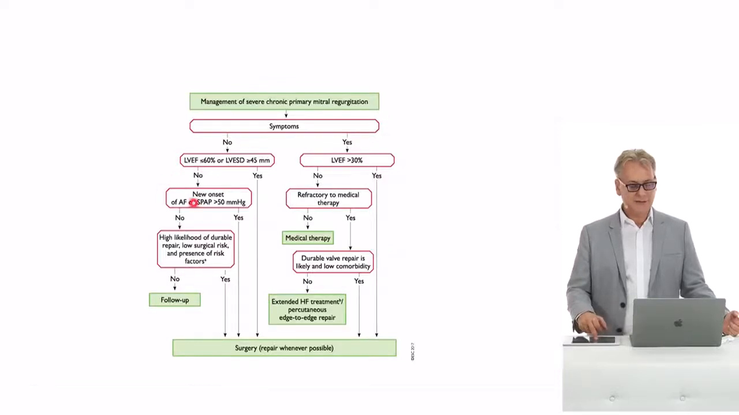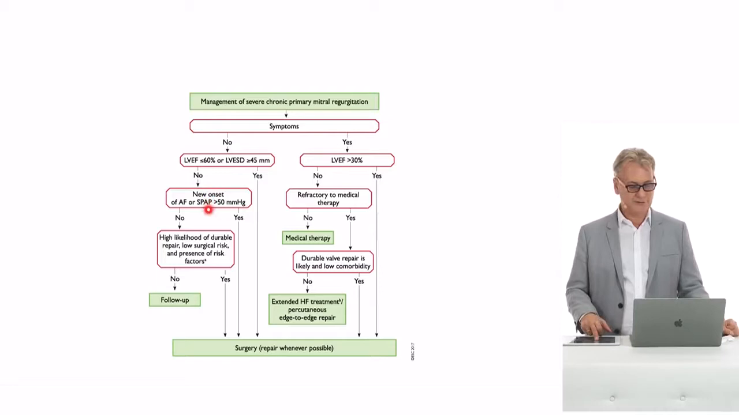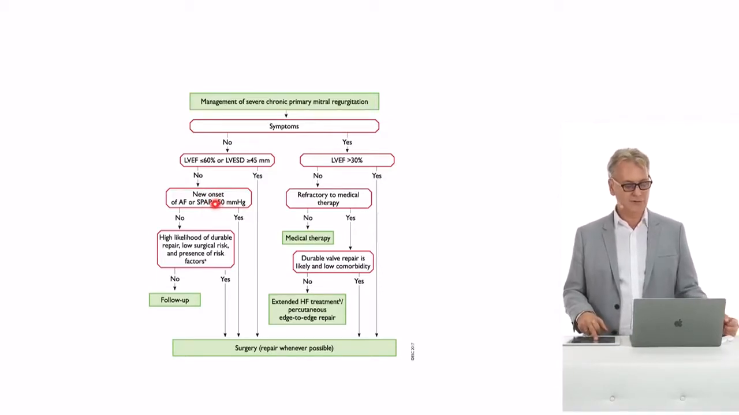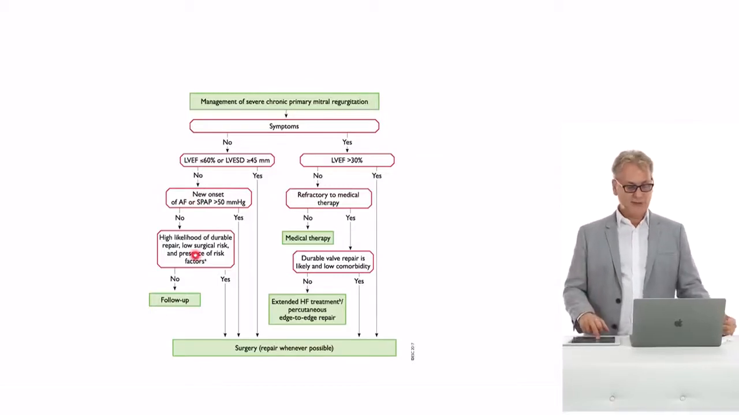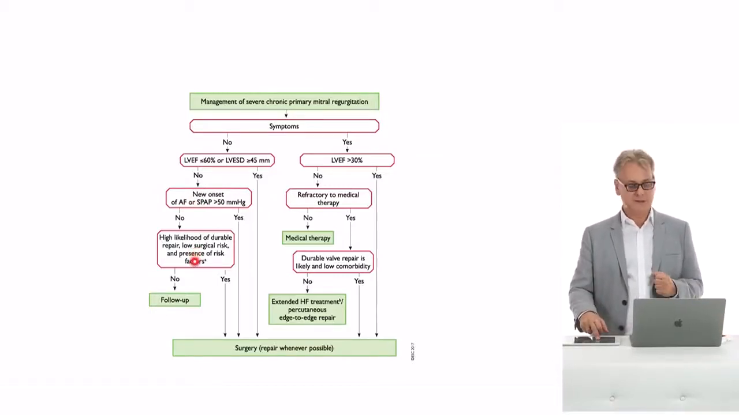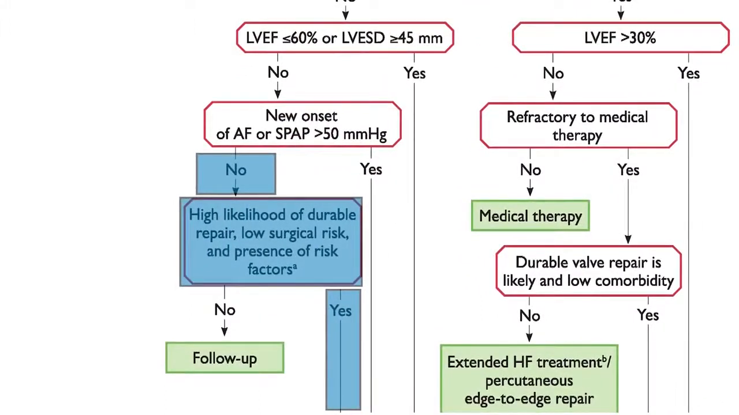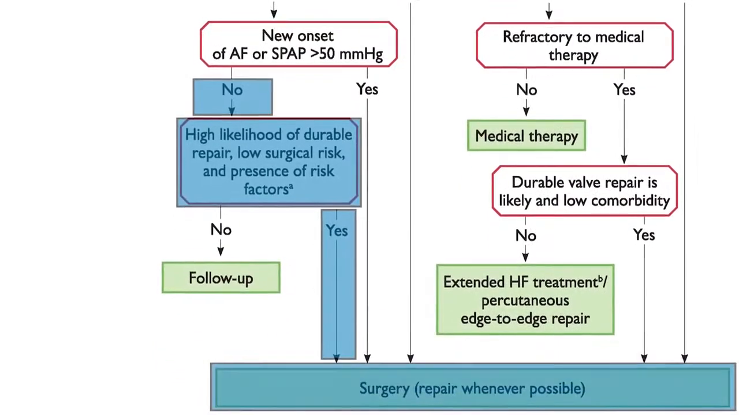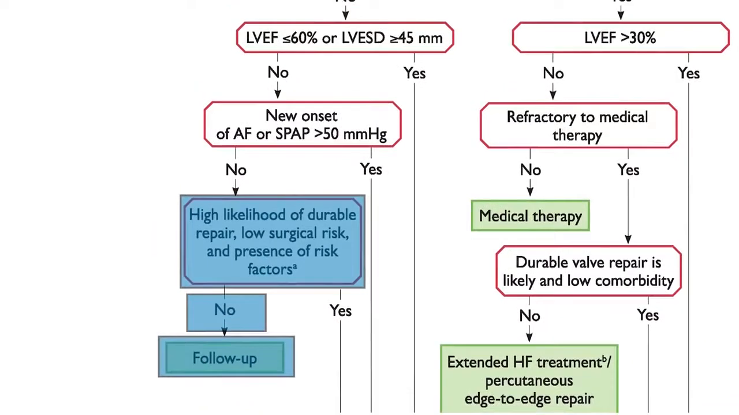If these criteria are not met, then you can look at other criteria. For example, at pulmonary artery pressure. If it's above 50 millimeters of mercury, or if the patient has atrial fibrillation, then too, you would have to consider other forms of treatment, especially if they have a high likelihood of a durable repair and the operative risk is relatively low, you would bring them to surgery as well. If not, you would simply follow up the patients.